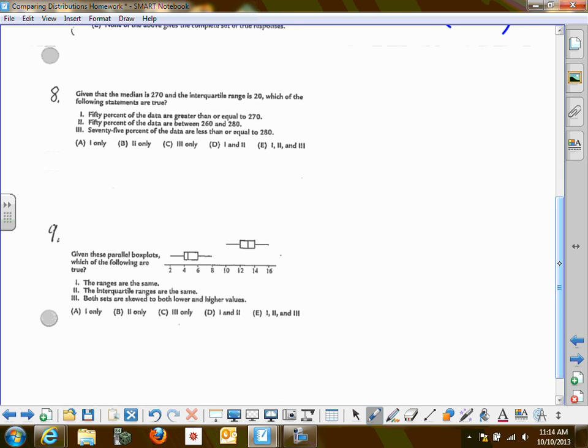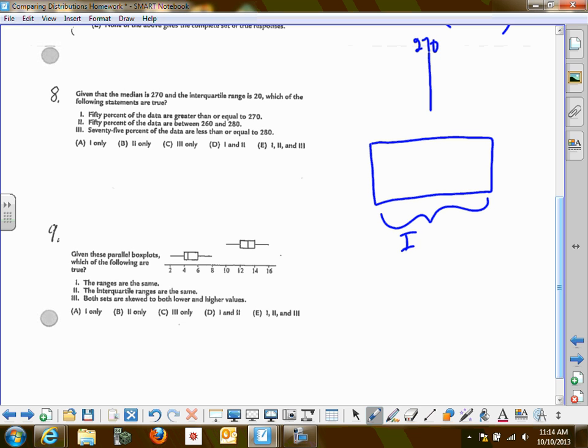Okay, question number 8. Given that the median is 270, and then I'm going to draw the box here, and the IQR of the box, this is also another question that kind of messes with people's brain, but I want to hopefully show you a concrete representation that will fit.